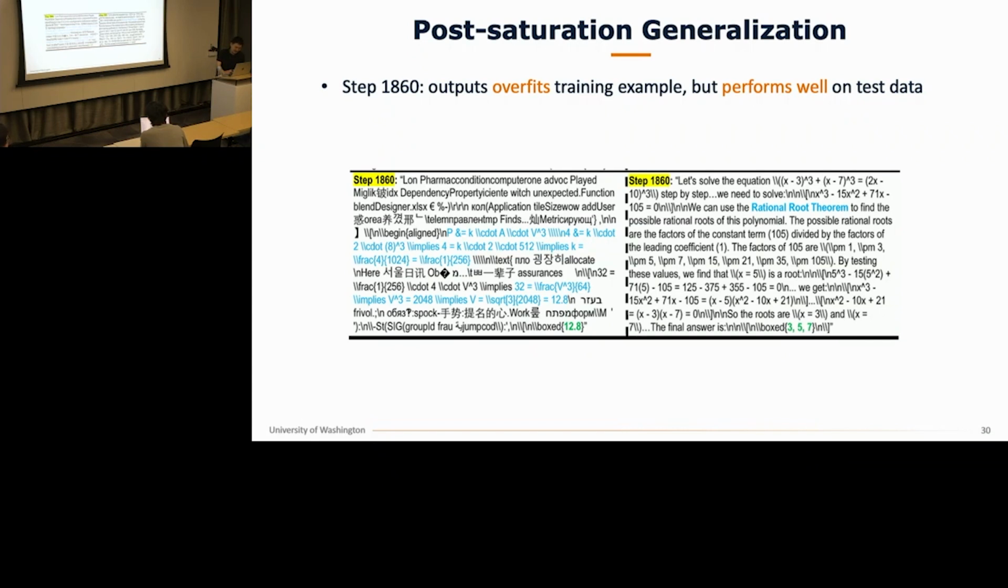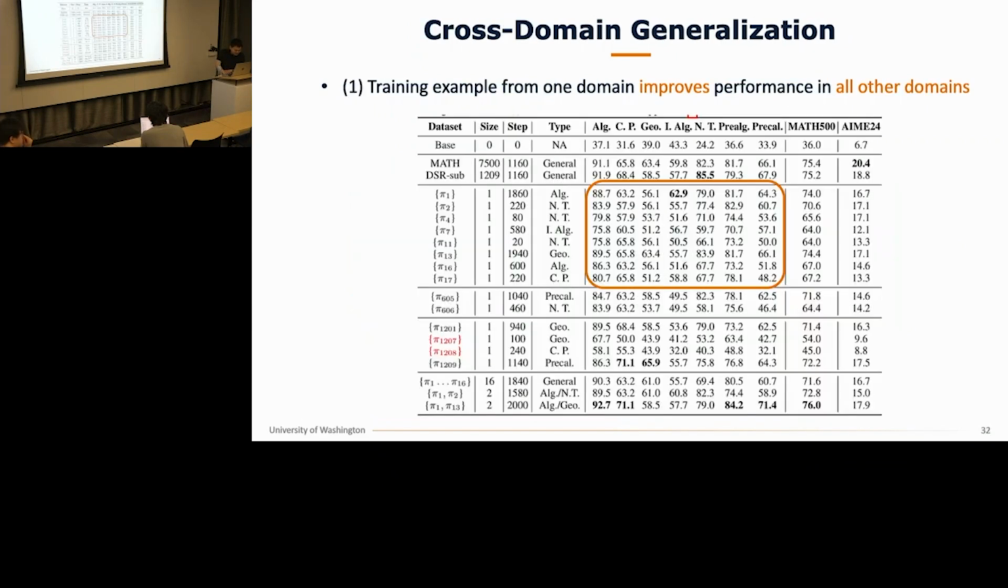1860 epochs, it all certainly overfit the training example. The answer is correct, but the reasoning is completely random. So that's, again, related to implicit regularization, but I think it is a very interesting research direction to study why this is the case.